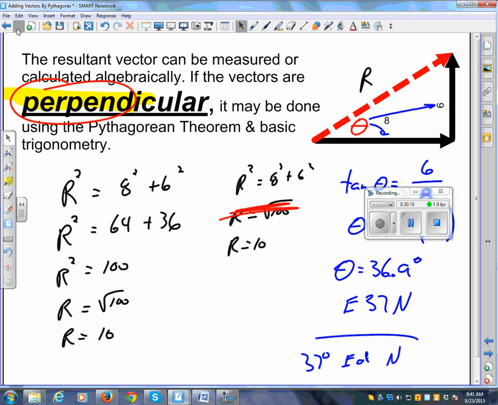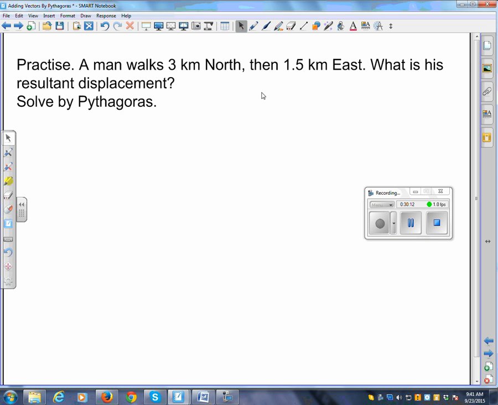Okay, man walks 3 kilometers north, then 1.5 east. What is his resultant displacement? Now, does the order matter? It does not. But generally, people will draw it in the order that it's given, right? So 3 kilometers north is going to be, right? And then 1.5 east.